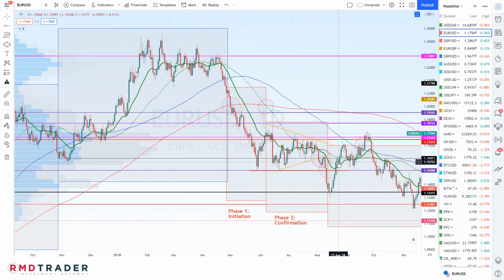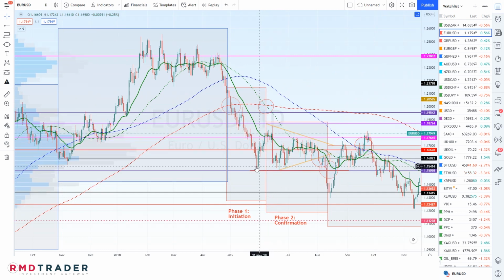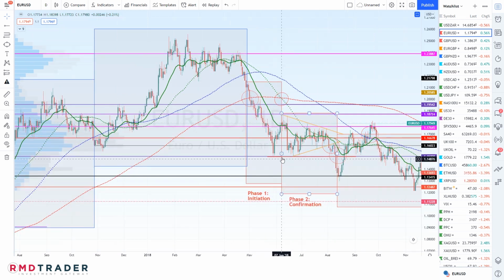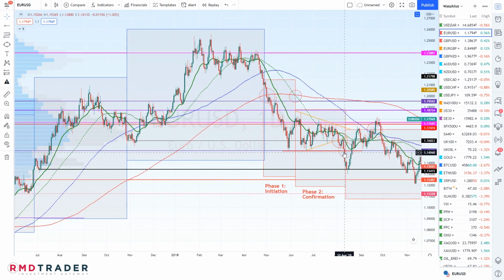If you were more conservative, you could have waited for a horizontal break below market structure. So you can see there were previous lows in this area over there. And once we broke below that area, again, that would have been your entry with your target over there.